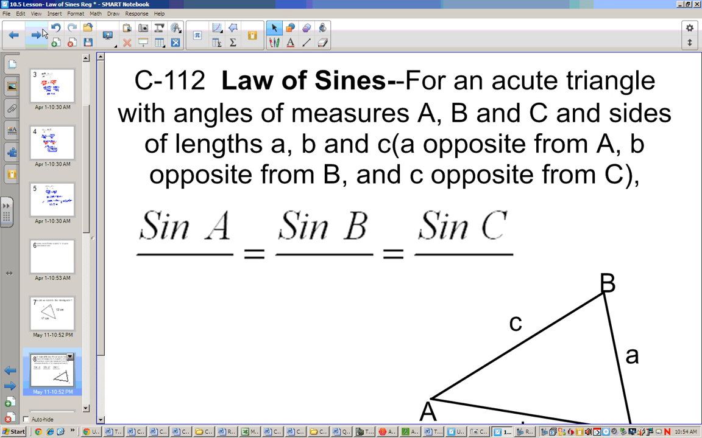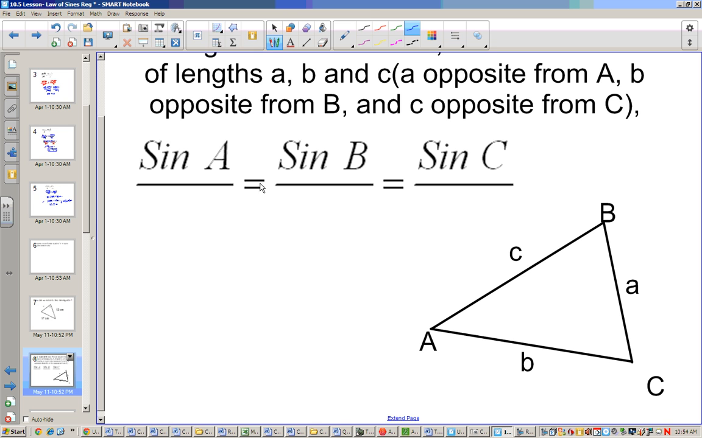So what we need is this thing called the law of sines. What it says is for any acute triangle with angles measured A, B, and C and sides little a, little b, and little c, where little a is opposite of big A, little b is opposite of big B, and so on, there's this equation. Sine of A over a is equal to the sine of B over little b equals the sine of C over little c. Now this is a big equation that we need to understand. It really helps us out when our triangle is not a right triangle. Let's go on to our first example.